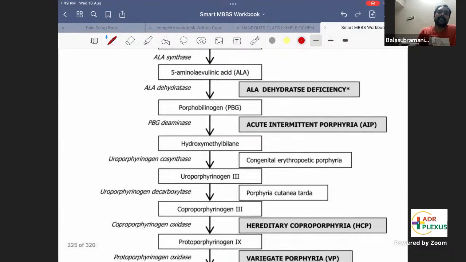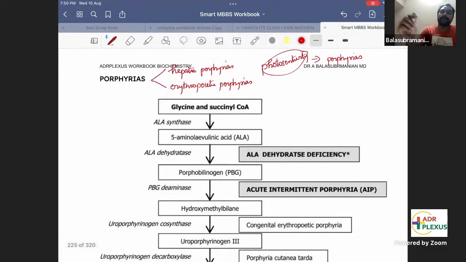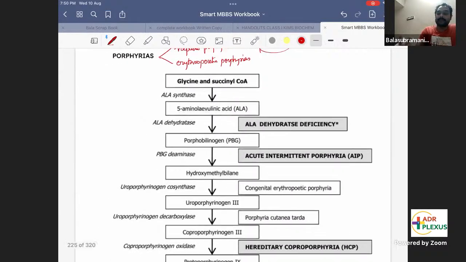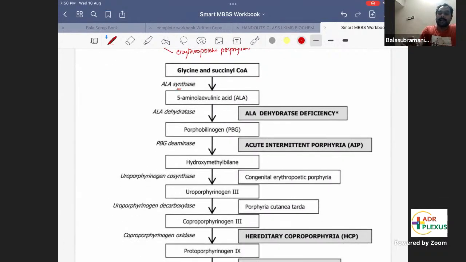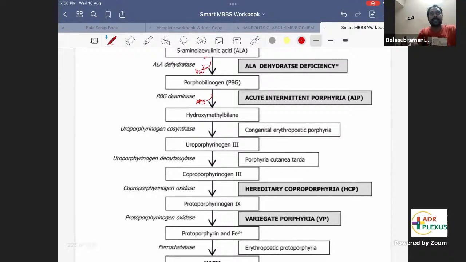Many people do not take porphyrias well, so they do not assimilate them well, but I will give you a mnemonic. If you remember the mnemonic, then you will do well. So you know the pathway, and I'm going to revise it again. First step, ALA synthase, aminolevulinic acid. Then knock off a water molecule, ALA dehydratase. Then you take an amine molecule, that is why deaminase, PBG deaminase, porphobilinogen deaminase. Then hydroxymethylbilane has two forms, class 1 and class 3. We'll stick with class 3. Uroporphyrinogen cosynthase 3, that is important here. So you will get uroporphyrinogen 3.